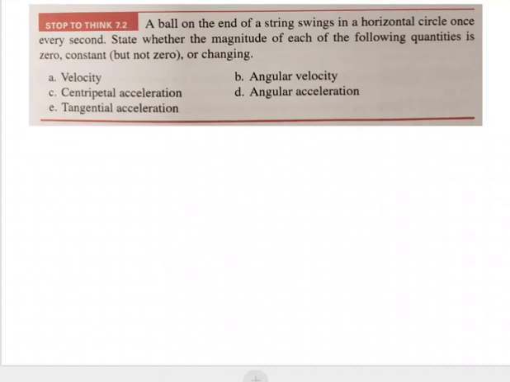So the ball is on the end of the string, and it's swinging in a horizontal circle once every second. This means the angular velocity, omega, is constant. That also means probably that alpha is zero. Okay, so now that we have omega is constant and alpha is zero, we have these choices: zero, constant but not zero, changing.